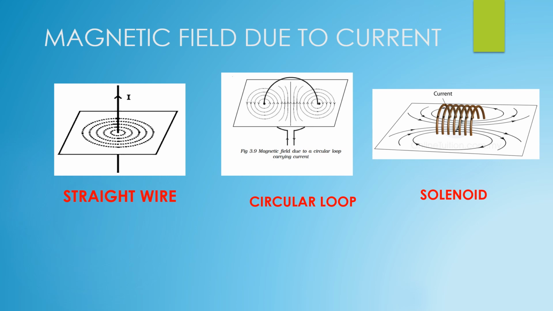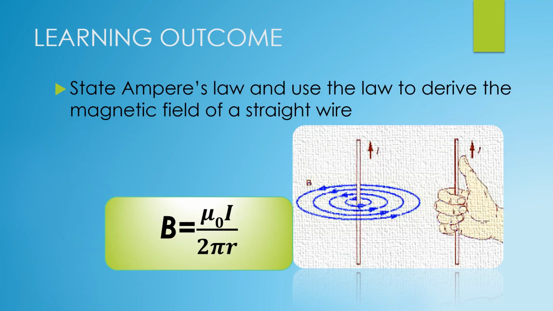Today we are going to look at examples of magnetic field due to current for three examples: current in a straight wire, current in a circular loop, and current in a solenoid. For example, for a straight wire, the learning outcome will be to state Ampere's law and use the law to derive the magnetic field of a straight wire.